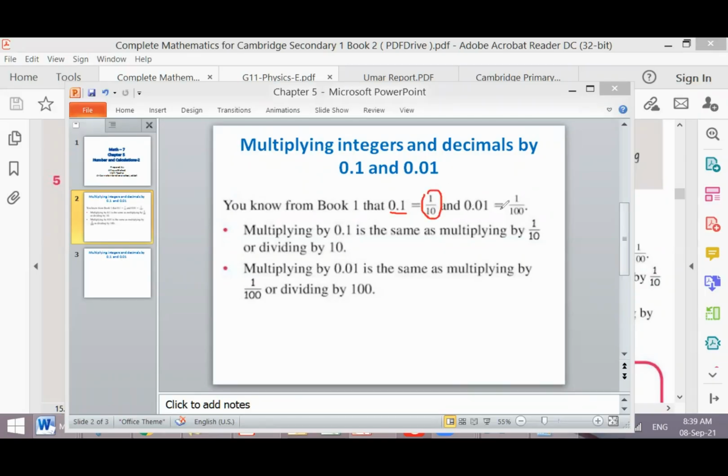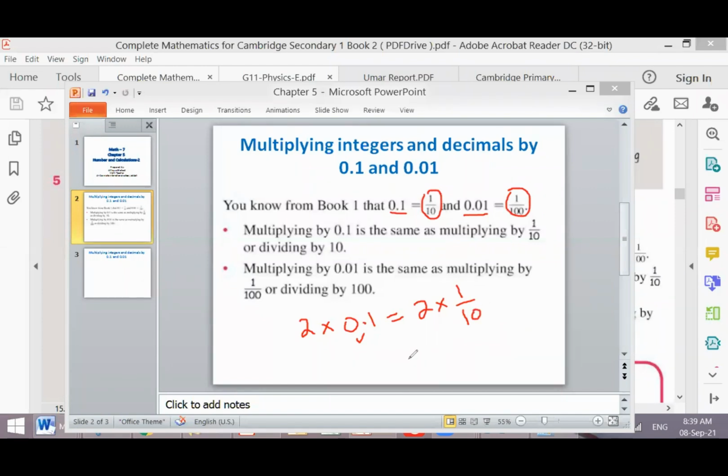0.1 is equal to 1 over 10 and 0.01 is equal to 1 over 100. So if you have to multiply some number, for example, if I ask you to multiply 2 with 0.01, what does it mean? You can change this number into a fraction, and it will become 2 multiplied by 1 over 10.